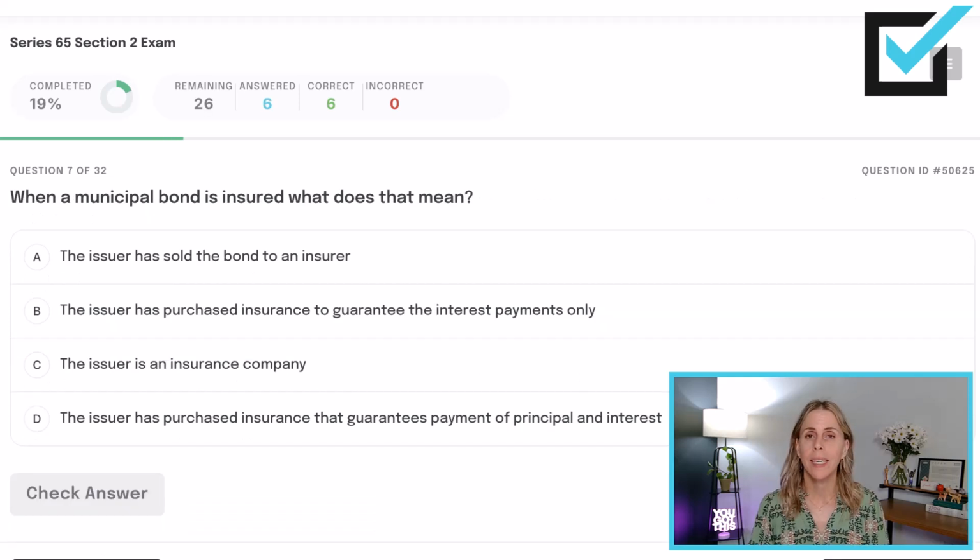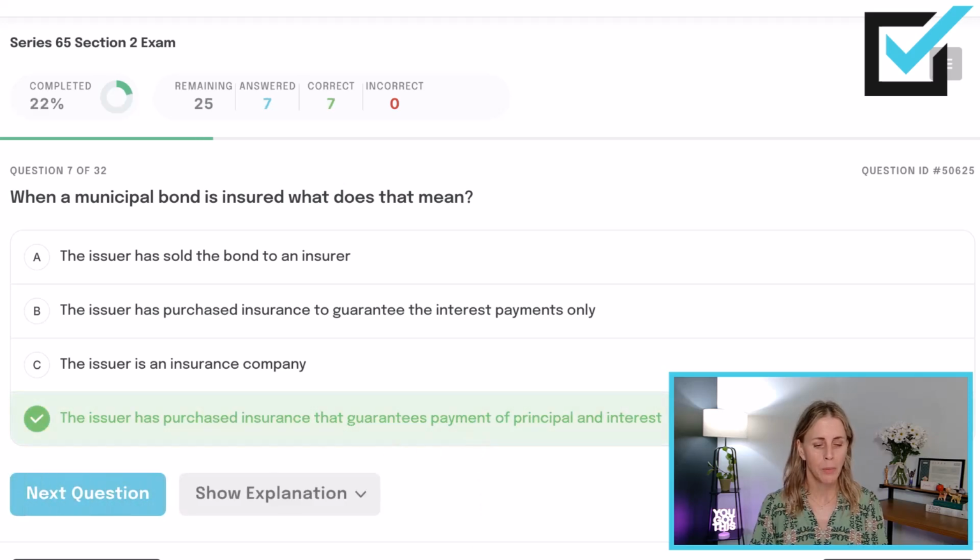When a municipal bond is insured, what does that mean? The issuer has sold the bond to an insurer. The issuer has purchased insurance to guarantee the interest payments only. The issuer is an insurance company. The issuer has purchased insurance that guarantees payment of principal and interest. Sometimes municipal bonds are insured, where the issuer has purchased insurance guaranteeing payment of both principal and interest. Safer type of bond, for sure. I mean, don't say safe to your client, but for the test, yes.